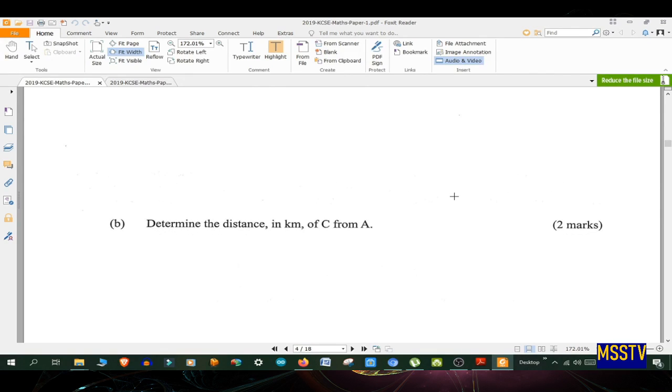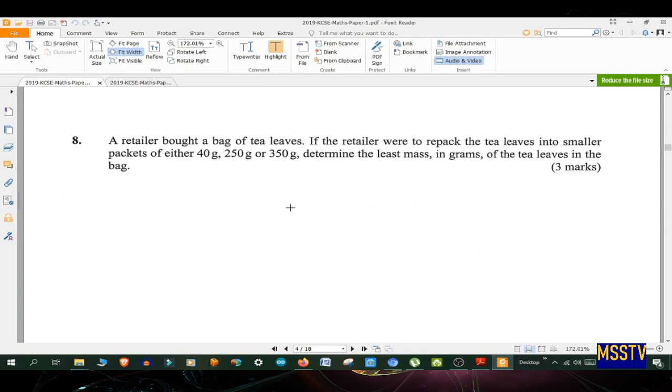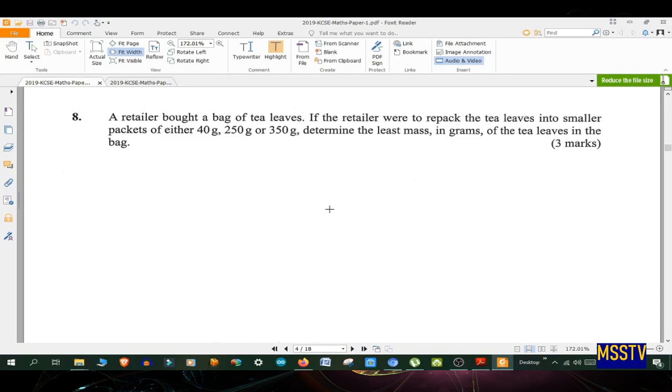And question number 8, a retailer bought a bag of tea leaves. If the retailer were to repack the tea leaves into smaller packets of either 40, 250 or 350, determine the least mass in grams of the tea leaves in the bag. The GCD and the LCM coming in handy here. So we're talking about Form 1, right?